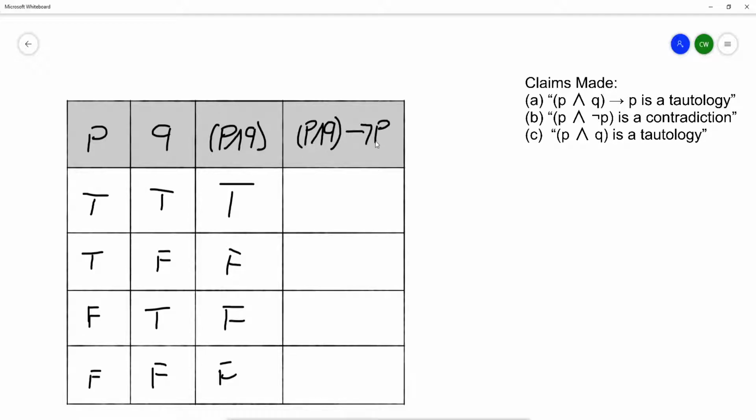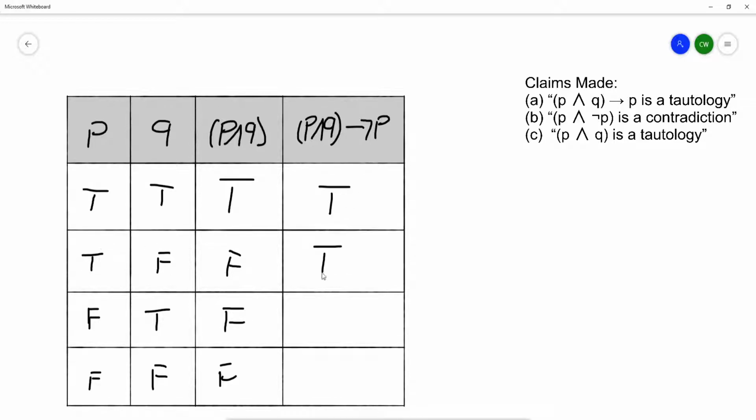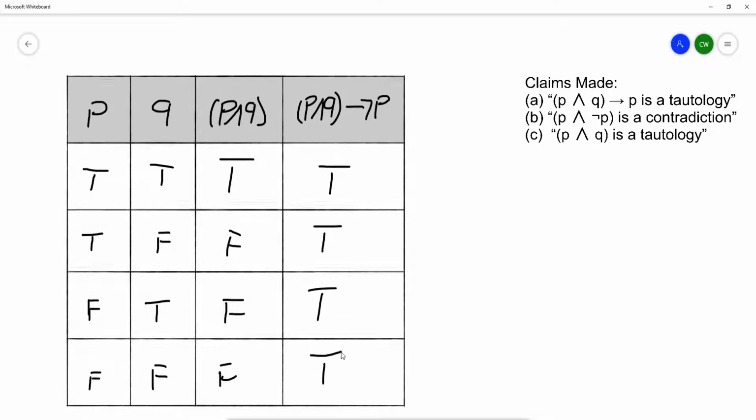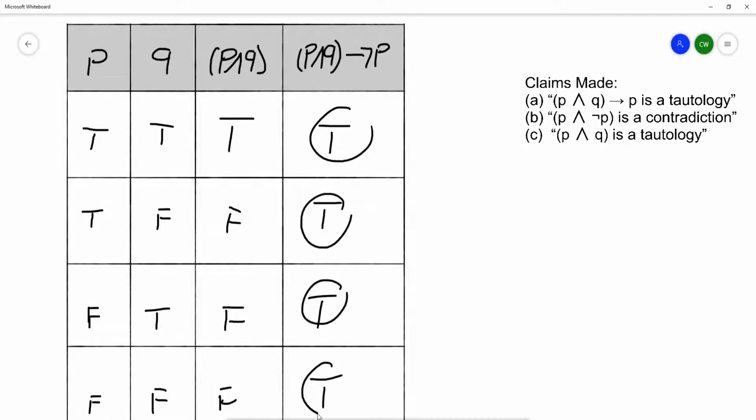So P and Q implies P. So true implies true is true. We've got a true over here and Q, so that doesn't matter. And a false implies a false is always true, the same with the bottom one. So that means that we have got 4 truths, meaning that this is a tautology.